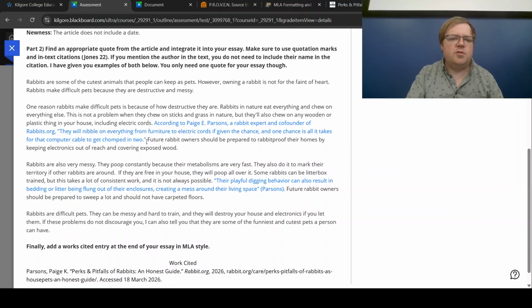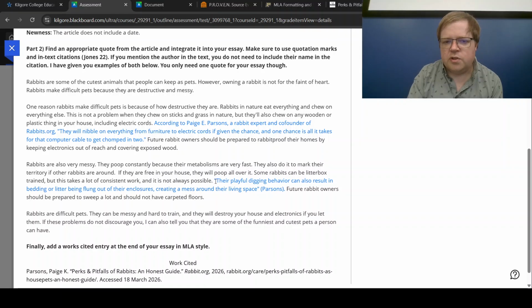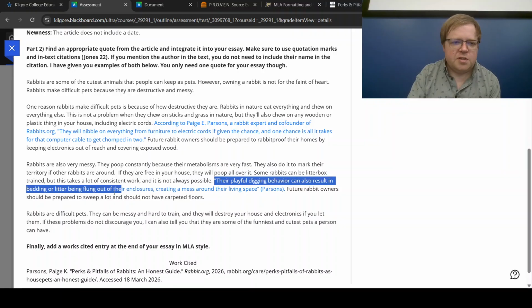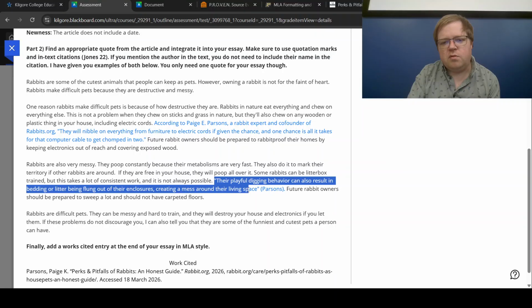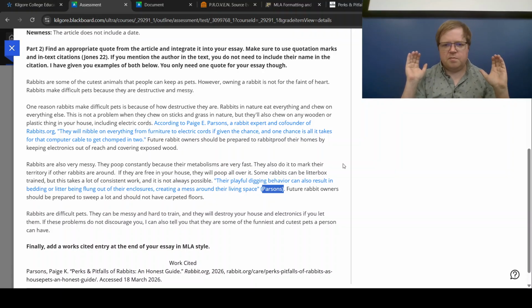If there were page numbers, I would have the page number right here in parentheses. But this one, on the other hand, I have just included the quote, and then I gave her last name in parentheses. So my quote starts here. Their playful digging behavior can also result in bedding and litter being flung out of their enclosures, creating a mess around their living space. And then in parentheses here, I've included her last name because I haven't mentioned that anywhere.